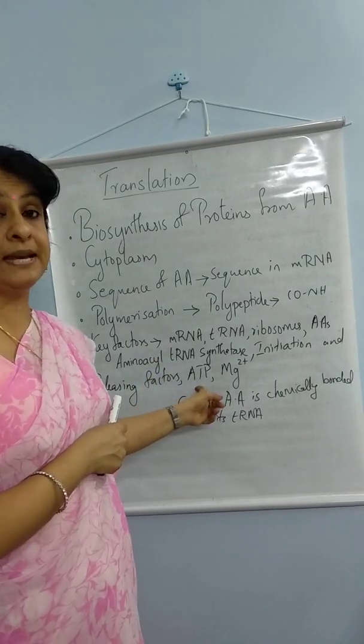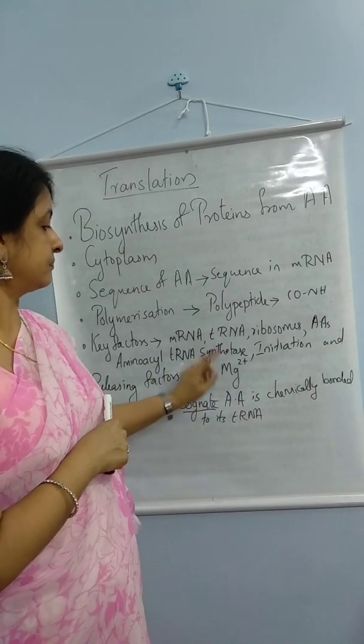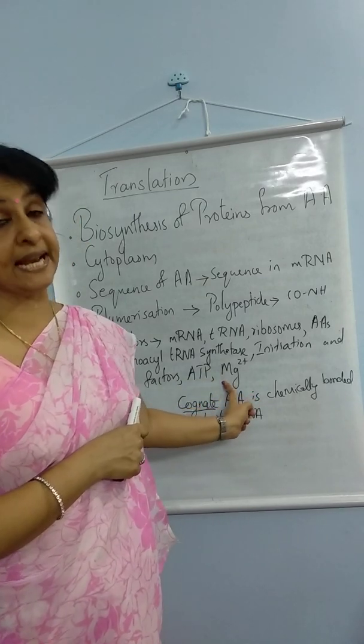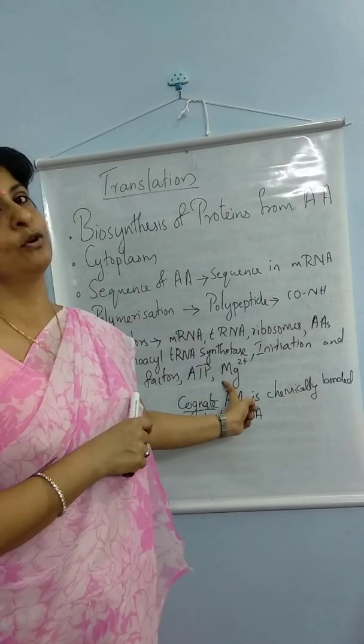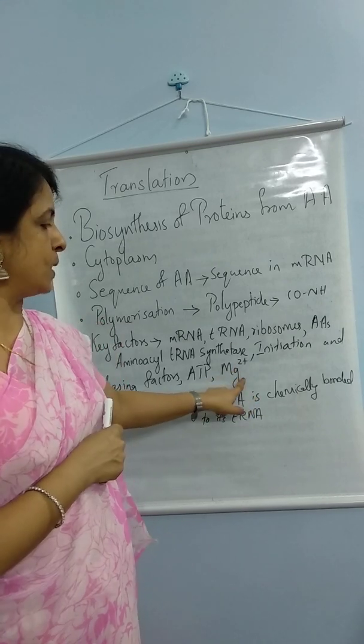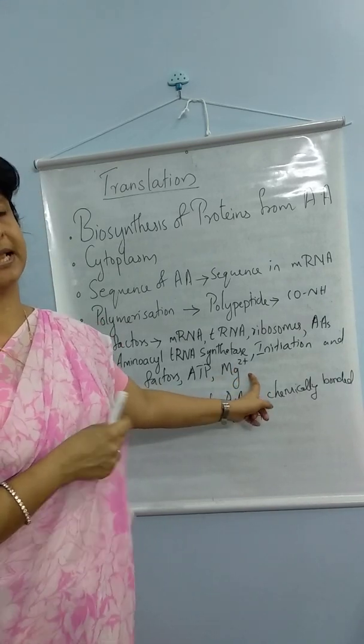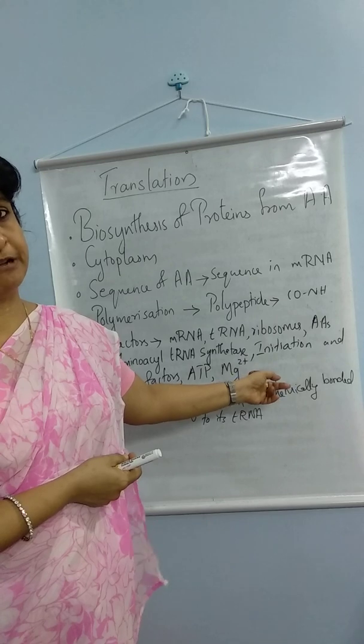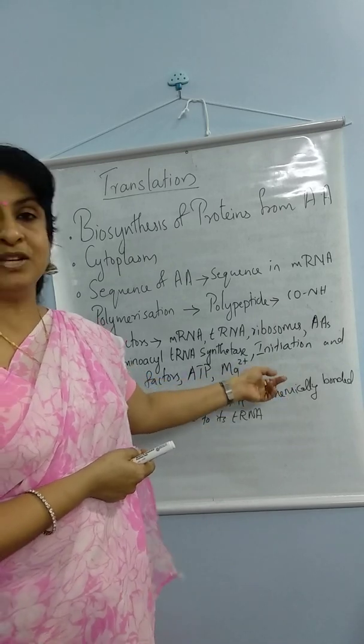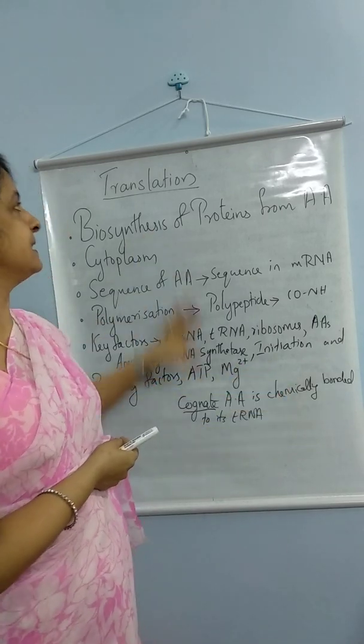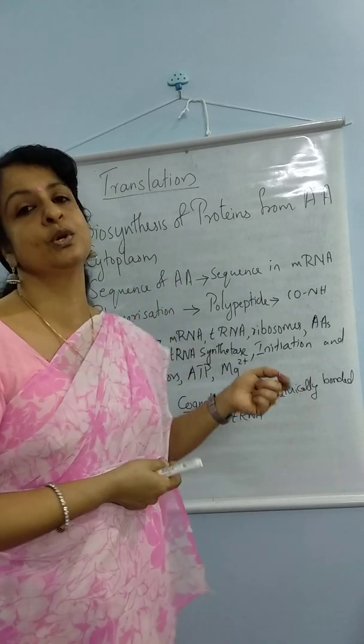Now, ATP is needed as an energy source. Magnesium ions have a catalytic role in the first step. So this is also very important. It can be asked as a 1 mark question: which ion is important for translation? So magnesium ions are important. So this is the introduction to translation.